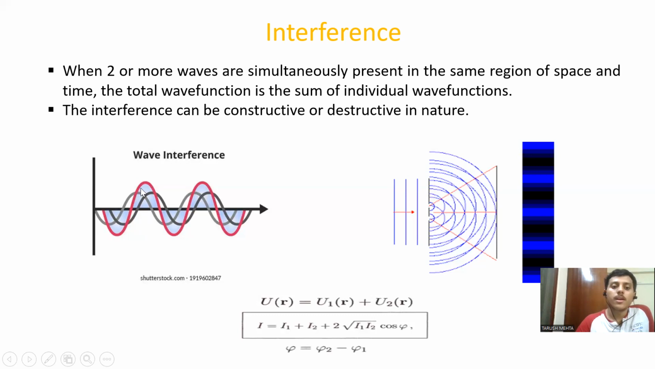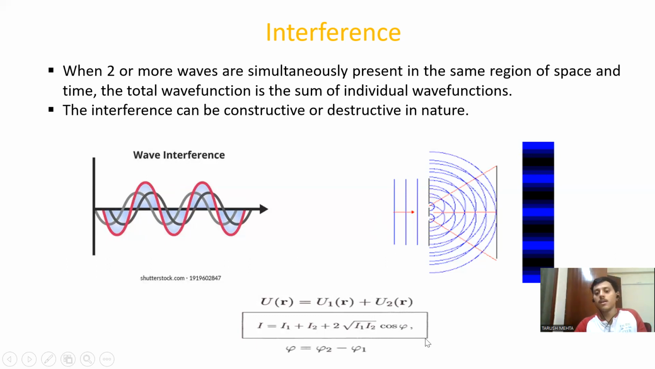Wherever the intensity of the resultant wave becomes maximum, that is called constructive interference. And whenever the intensity of the resultant wave becomes minimum, it is called destructive interference. So constructive interference happens whenever the phase difference is some even multiple of pi, and destructive interference happens whenever the phase difference between the two combining waves is equal to some odd multiple of pi.